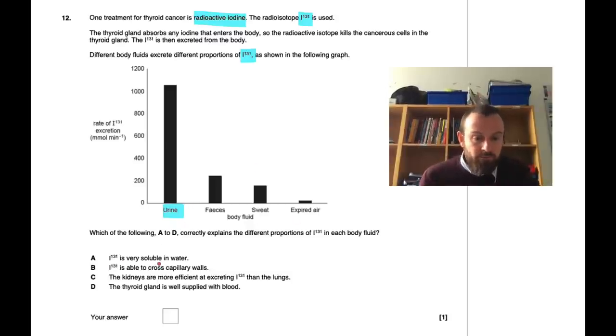Soluble in water, well, I think that's pretty good, because if it's very soluble in water, it's going to leave in the urine. Able to cross capillary walls is kind of all right as well. The kidneys are more efficient at excreting I-131 than the lungs.